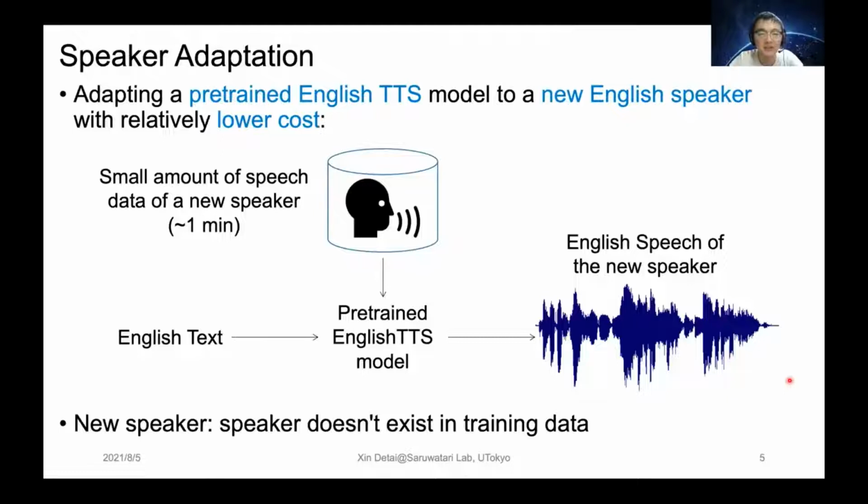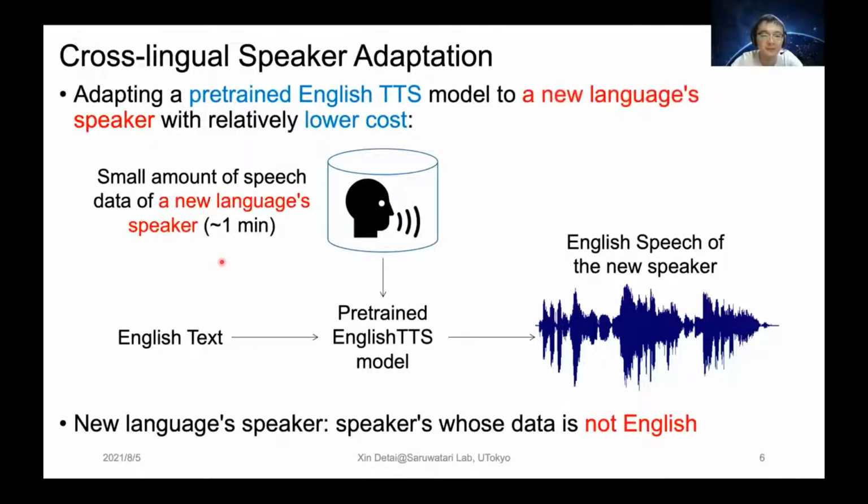In such a case, speaker adaptation can be used, which refers to a technology that can adapt a pre-trained English TTS model to a new English speaker with relatively lower cost. Generally, we only need 1 minute of speech data to adapt it to a new speaker. In cross-lingual speaker adaptation, we instead need to adapt it to speakers of different languages, like Japanese or something except the source language.